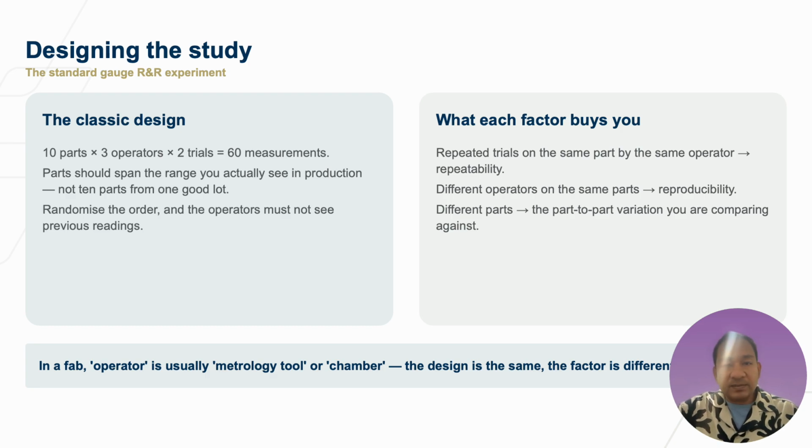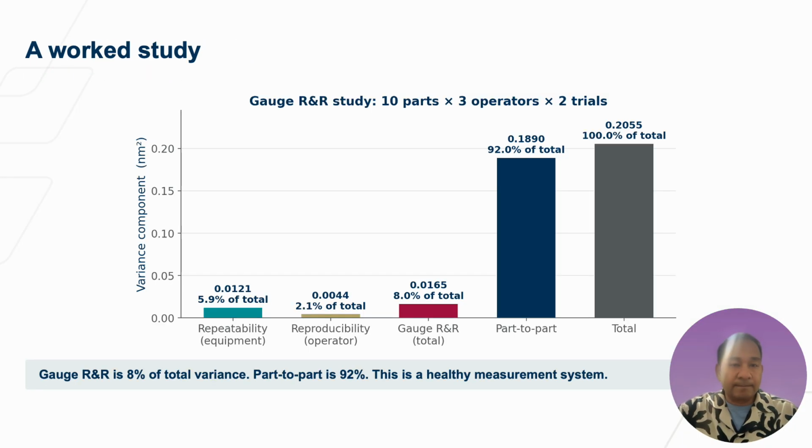Each factor buys you a specific term. Repeated trials by the same operator give repeatability. Different operators on the same parts give reproducibility. Different parts give the part-to-part variation you will compare against. In the fab, substitute metrology tool or chamber for operator. The design is identical, the factor is different, the arithmetic does not change at all.